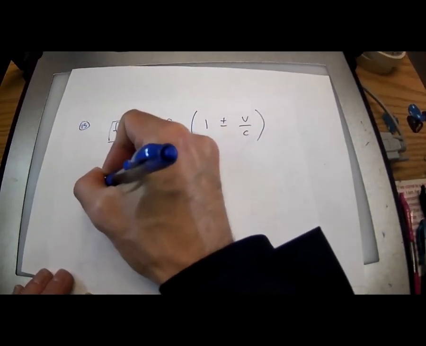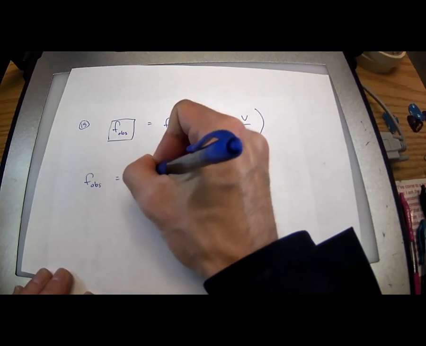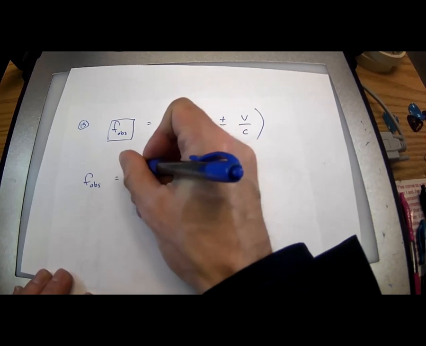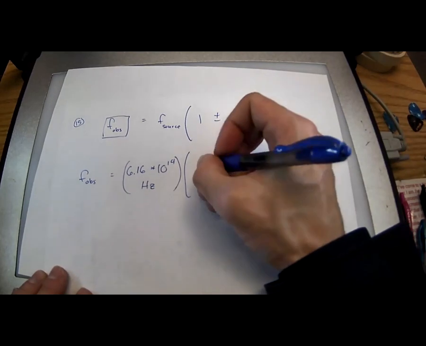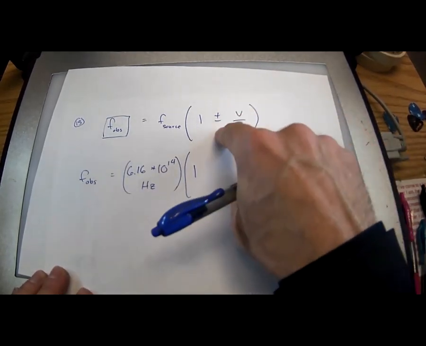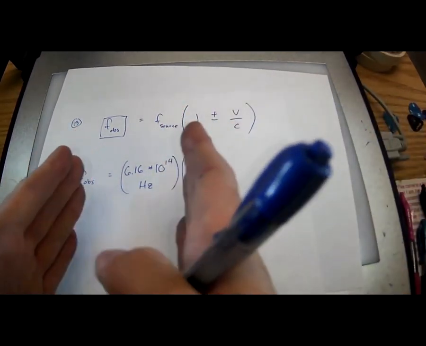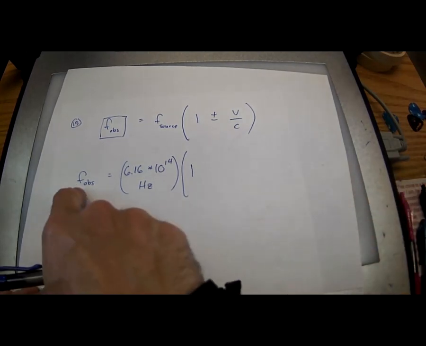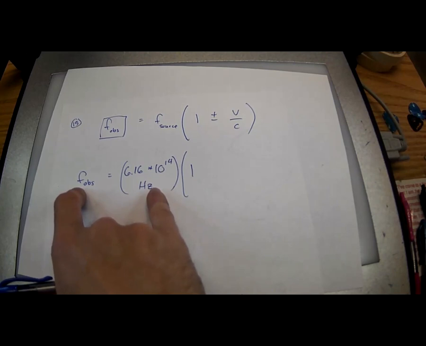So observed frequency is equal to, the source frequency was given as 6.16 times 10 to the 14 hertz. I'm sure that corresponds to an actual value for hydrogen in a lab. Okay. And I've got 1. Okay, I got to pick plus or minus. Now let's think about this. Red shifting, right? So galaxies moving away, the wavelength is expanding, getting longer. That's red shifting. So should the observed frequency be greater than or less than the source frequency? What's it got to be? Less than, right? It's got to be a lower frequency.